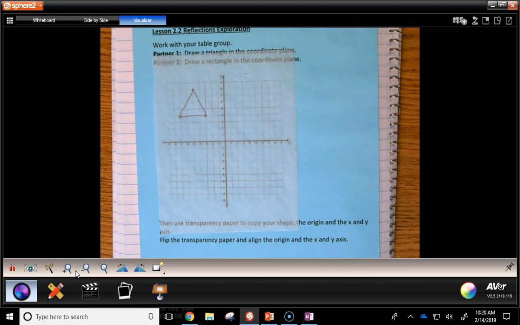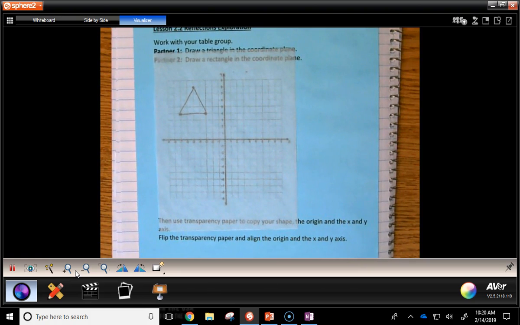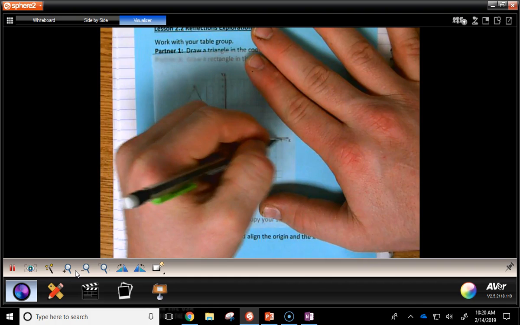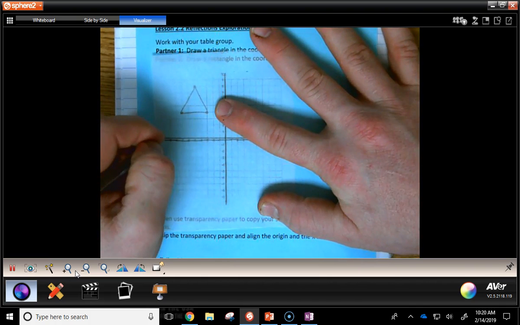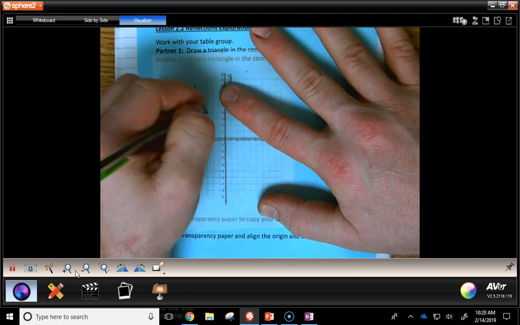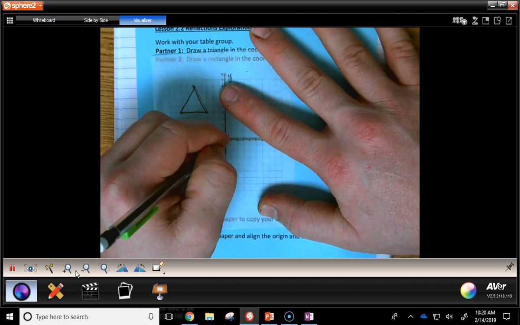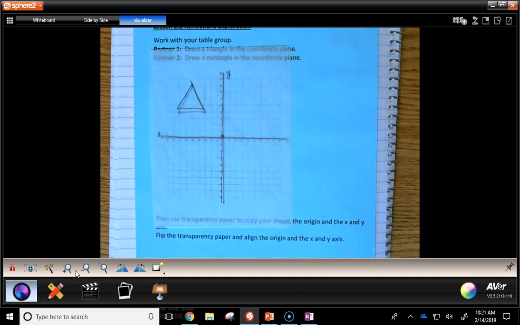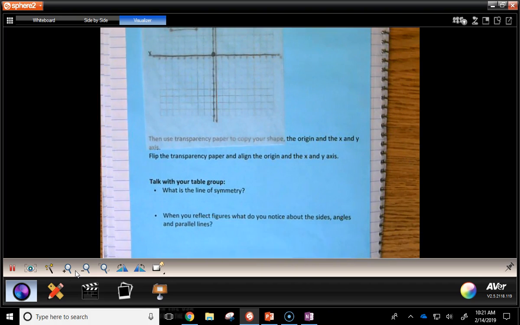Then, if I'm following instructions, it says, use transparency paper to copy your shape, the origin, and the XY axis. Remember, here's XY. I'm going to label that. That's X. This is Y. Here's my triangle. There's 0, 0. That's the origin. I'm going to come around and give everyone this, and I want to see you finish this part.